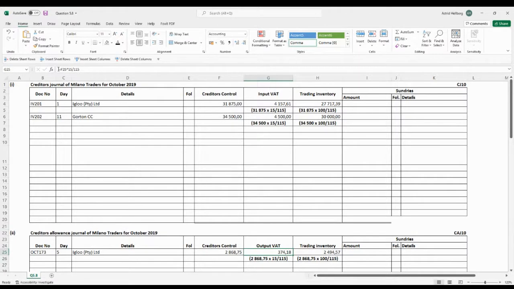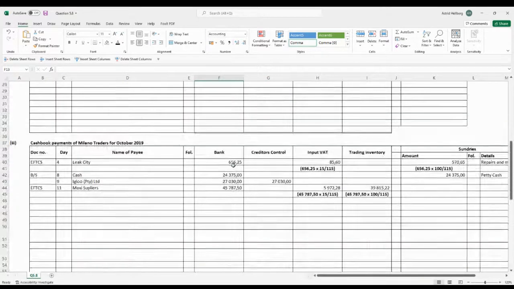Yes, Lino, you are correct. Well done. At least someone is paying attention. Okay, so it's input VAT for your creditors journal and it's output VAT on any returns. Thank you for correcting that for me.